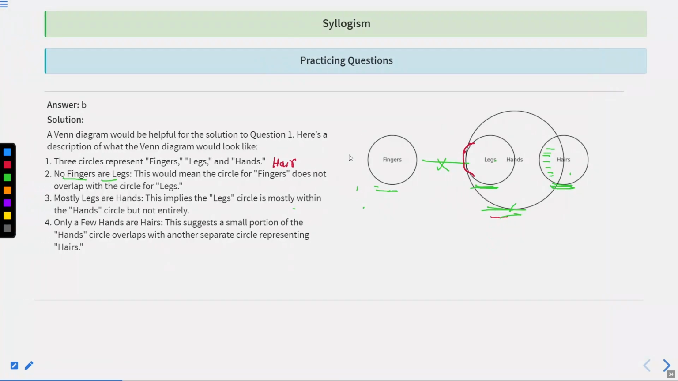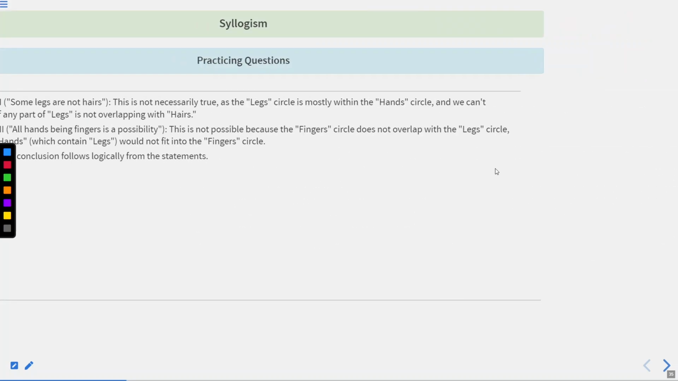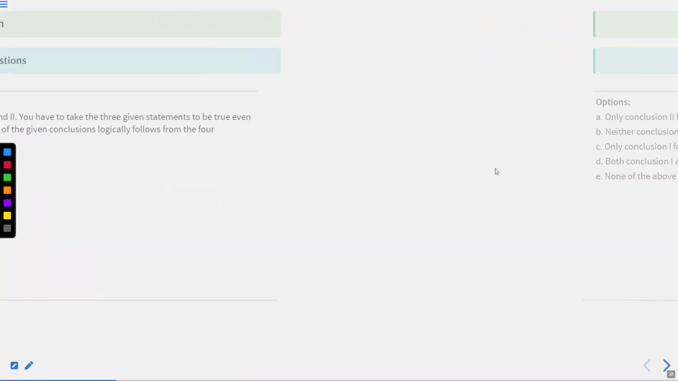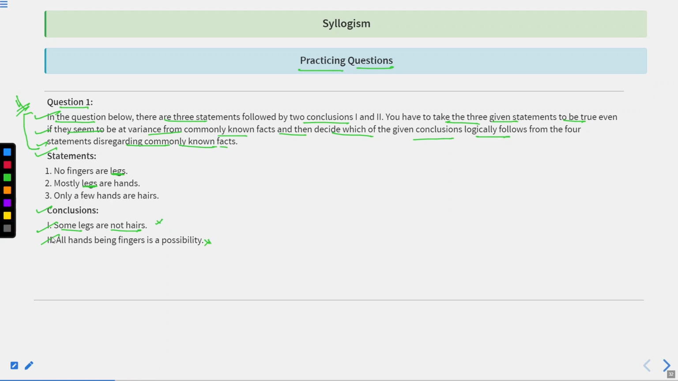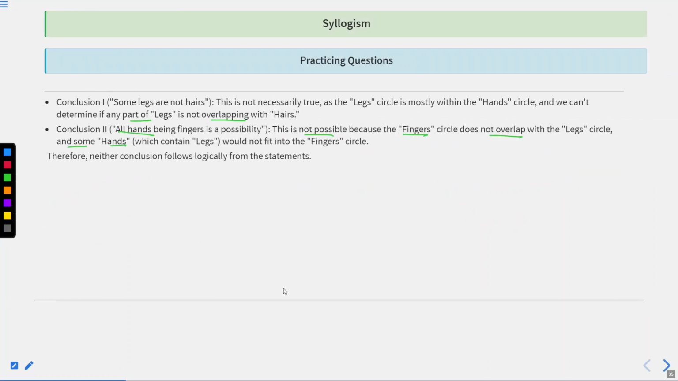Obviously, do you find any legs there? Because there is no link between fingers and legs also. If there had been any link between fingers and legs, then there could have been a possibility. Then this particular statement, all hands being fingers, if instead of all, some hands had been mentioned, and there had been a little bit of overlapping between fingers and hands, then the second option would have been true, but that is not the case here. Therefore, neither conclusion follows logically from the statement.